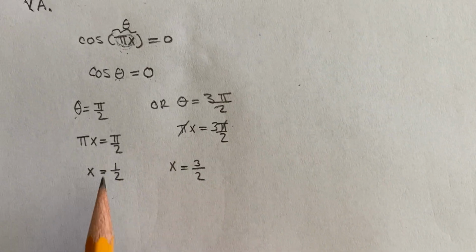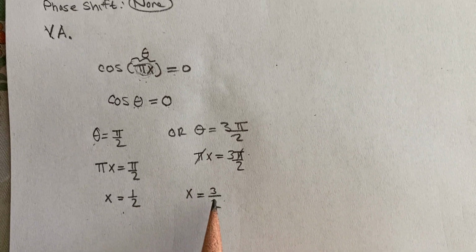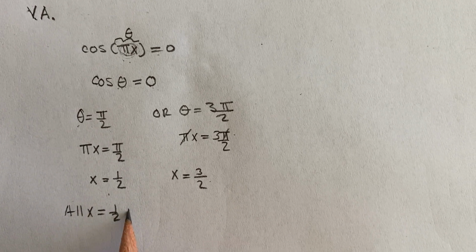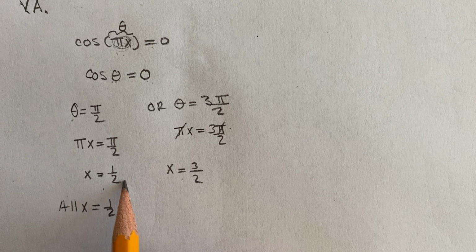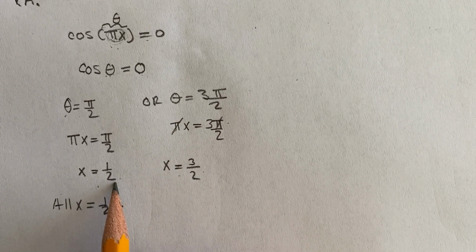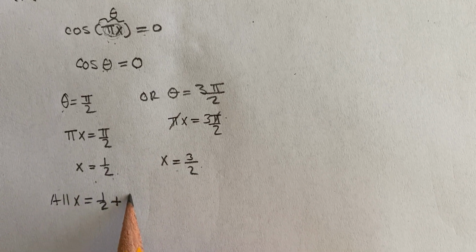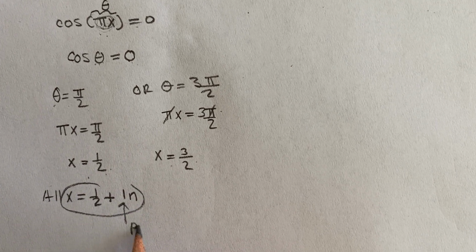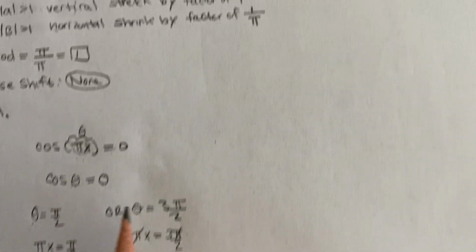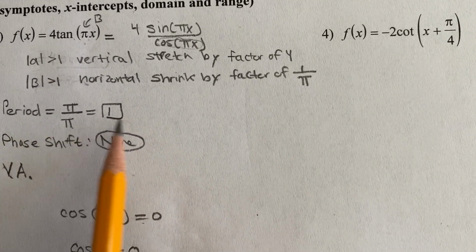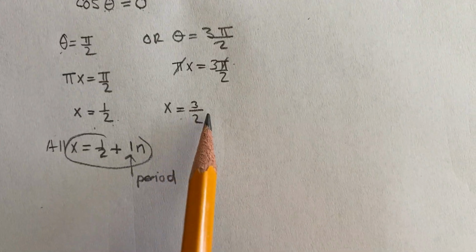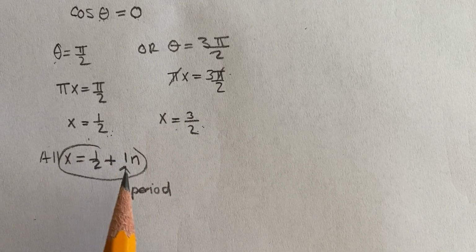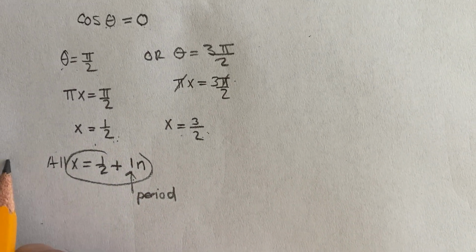Okay, so I have the first two VAs, and I want all the VAs. You would say all x is equal to 1/2 plus the distance between here and here. 3 over 2 minus 1 over 2 is 2 over 2, which is just 1. Remember, I told you this is essentially the period, which we calculated over here. Pi over pi is 1. Or you could verify right minus left: 3 over 2 minus 1 over 2 will give you 2 over 2, which is just 1. Okay, so these are all your VAs.